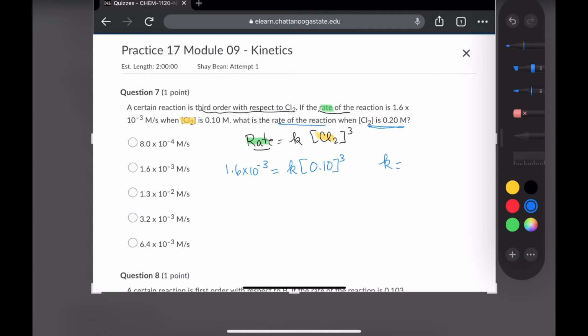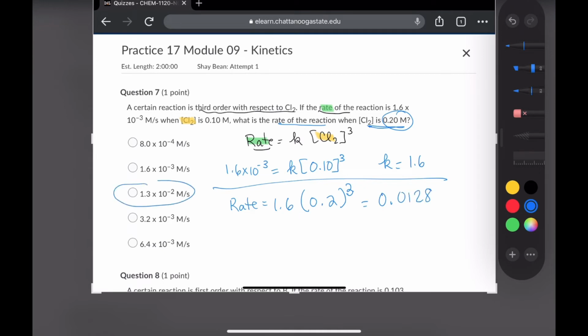You should be punching this in as I do it to double check me. I get that K is equal to 1.6. And so I want to know what is the rate. The K is a constant, so it will still be 1.6. And now I'm going to change my concentration to 0.2, and that is cubed. So times 0.2 cubed, I get 0.0128. Let's see, that's that guy rounded to 2 sig figs.